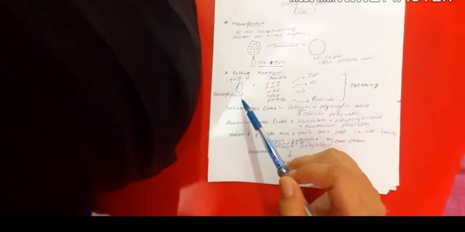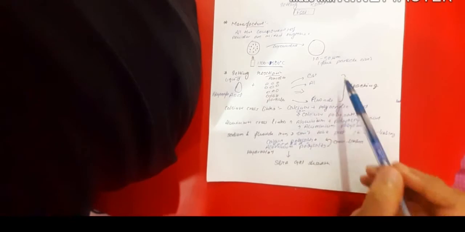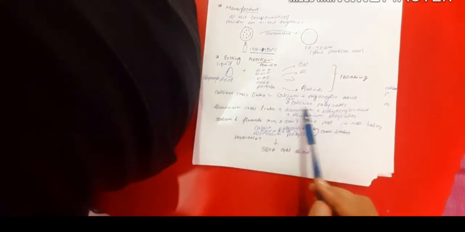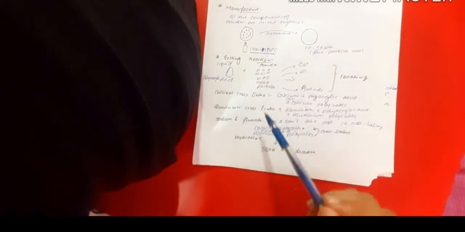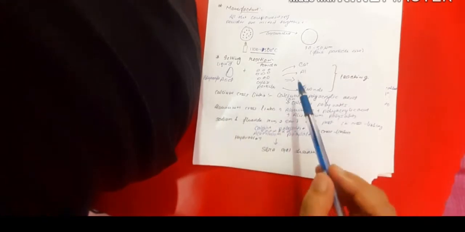Now we will understand the setting reaction. You can see this is the liquid, polyacrylic acid, and this is the powder, the glass particles. They release calcium ions, aluminum ions and fluoride ions. This process of ions oozing out is known as leaching. Calcium plus polyacrylic acid forms calcium polysalts, and aluminum plus polyacrylic acid forms aluminum polysalts. Sodium and fluoride ions do not take part in cross-linking. The calcium polysalts and aluminum polysalts cross-link with each other and undergo hydration. After hydration, they form a silica gel sheet.